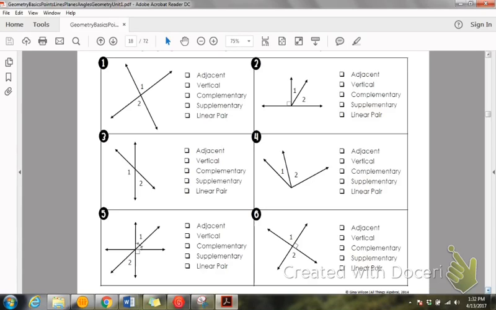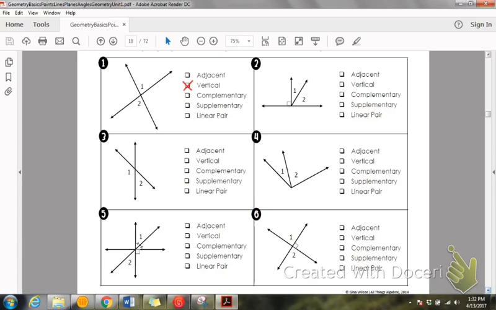Vertical. Was that a question or was that a confident answer? Confident answer. Okay. They are vertical, right? They are across from each other. We don't know anything else about them. We just know that they are vertical. If they are vertical, though, what does that mean about their measurements? Good, Caitlin. They're the same. Okay? All right, number 2, Monique.